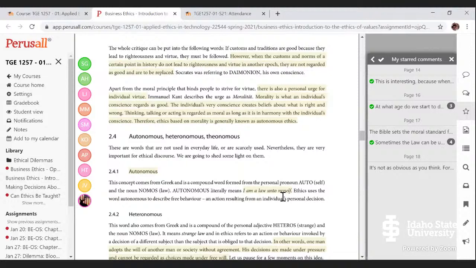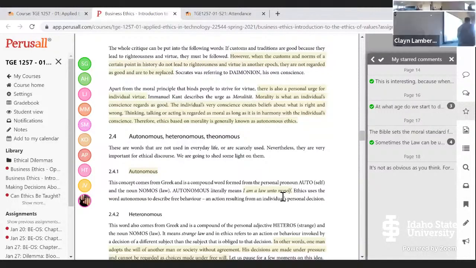It almost seems like a vigilante kind of thing. Like, I don't answer to anyone. I take the law to myself. Okay, I am a law unto myself, meaning whatever I choose to do, I can do. Are there examples of autonomous law or autonomous ethics today?